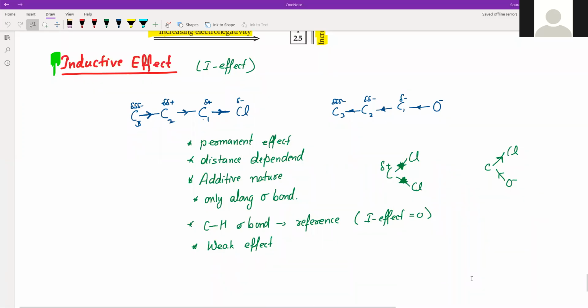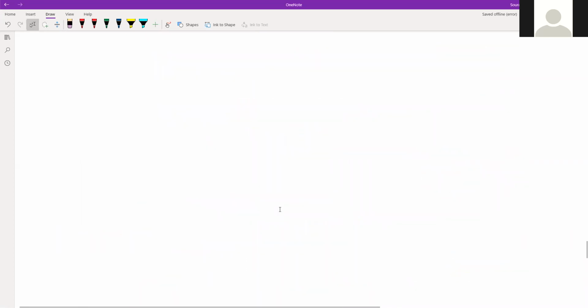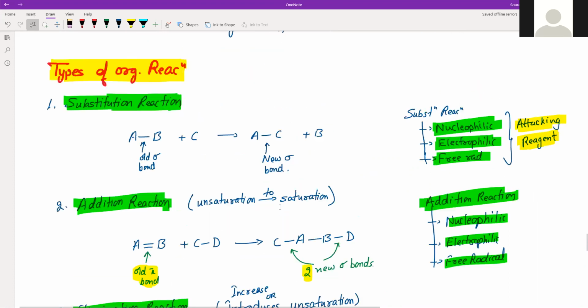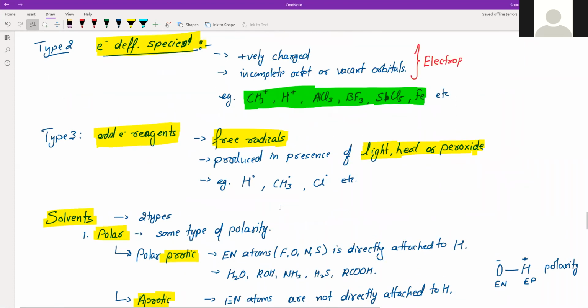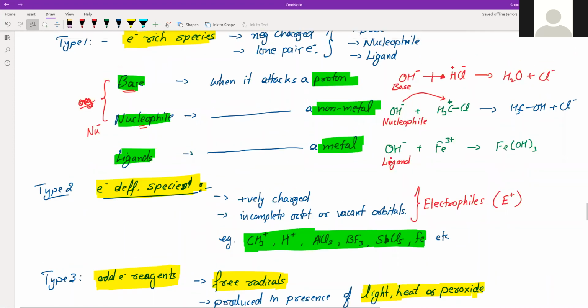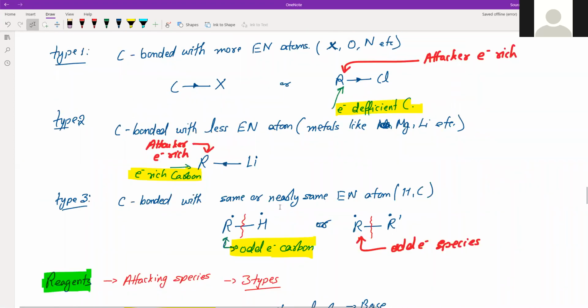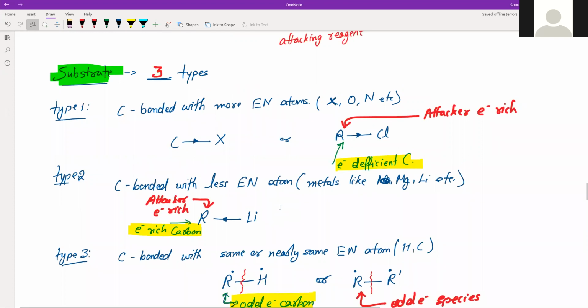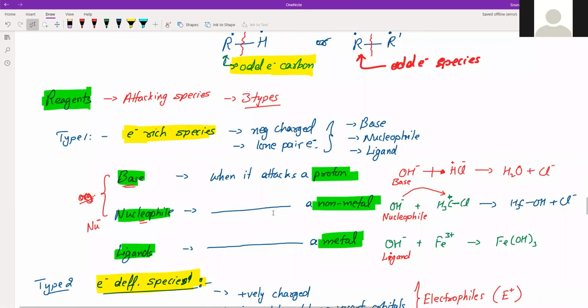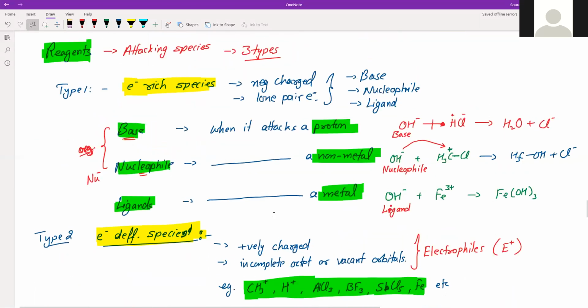Okay, so let's start with a little bit of revision before the inductive effect. Before this, we have already seen concepts of different types of reactions and different types of reagents. We have seen substrates, we have seen reagents. Depending on the substrate, there are different types of reagents as well. And in reagents, we have seen bases, nucleophiles, and ligands.